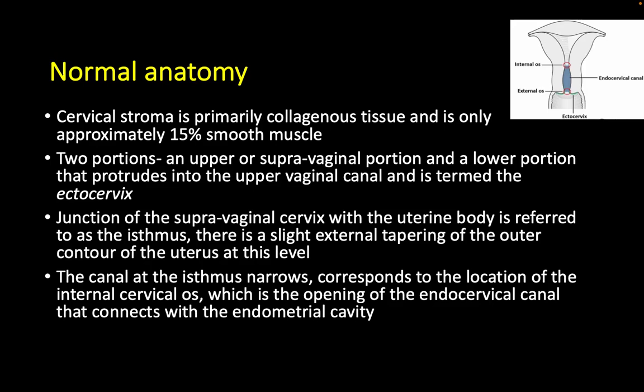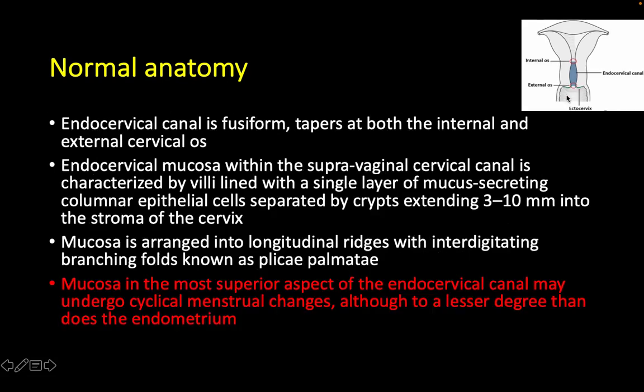The internal os connects the endocervical canal with the uterine cavity, whereas the external os, which is present at the caudal end of the endocervical canal, connects it with the vagina. The endocervical canal has a fusiform shape and tapers at both the internal and the external os. It is lined by a single layer of mucus-secreting columnar epithelial cells. At times, this endocervical mucosa is thrown into longitudinal ridges with interdigitating branching folds, known as plicae palmatae, which can also be visible on ultrasound.